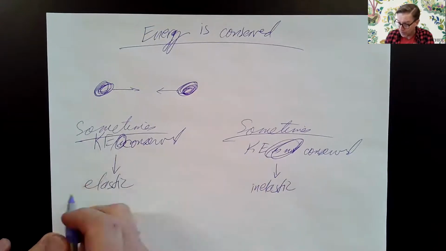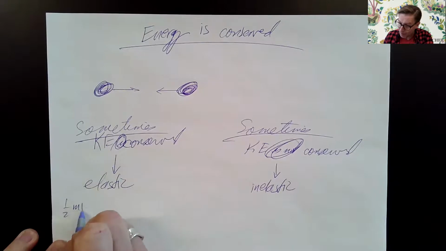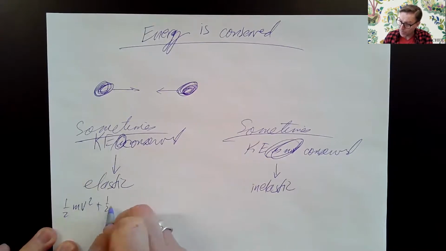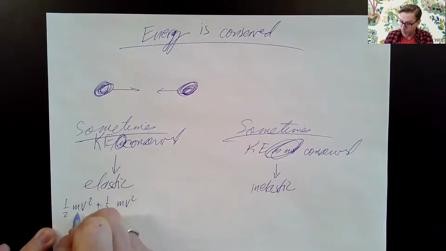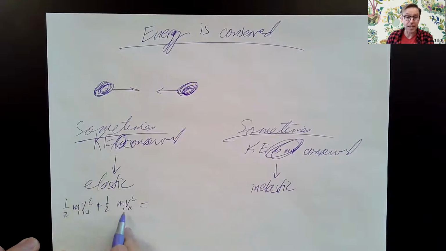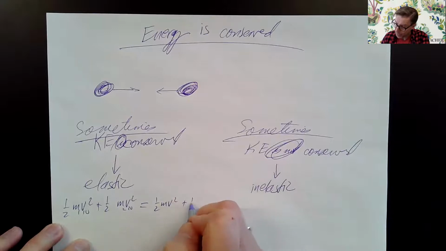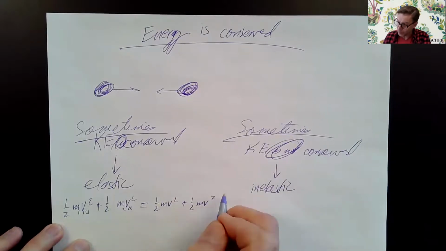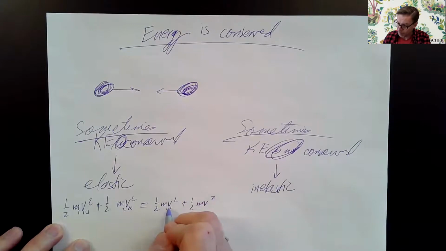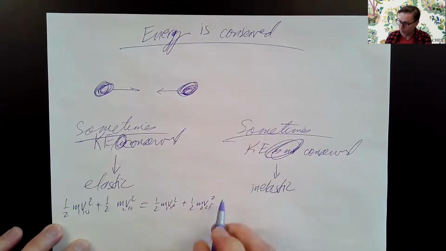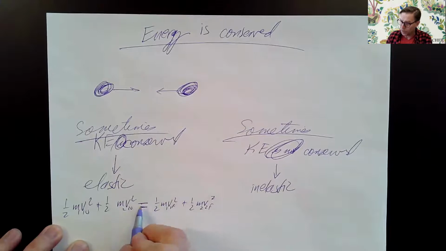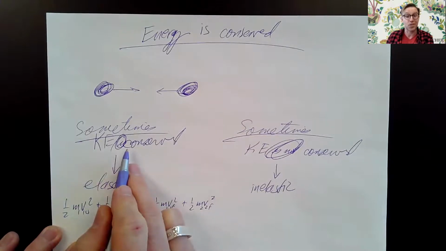If kinetic energy is conserved, then I can say 1/2 mv squared of the first object plus 1/2 mv squared of the second object, 1 initial, 2 initial. That sum is the total kinetic energy before, and that will equal the total kinetic energy after: 1/2 m1 v1 final squared plus 1/2 m2 v2 final squared. And this equation is true because that's a collision where kinetic energy is conserved.